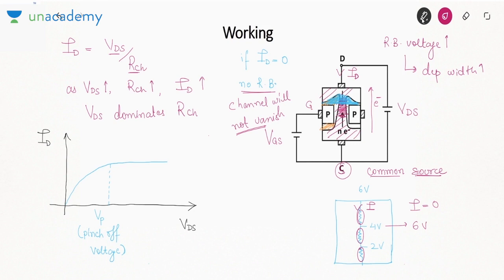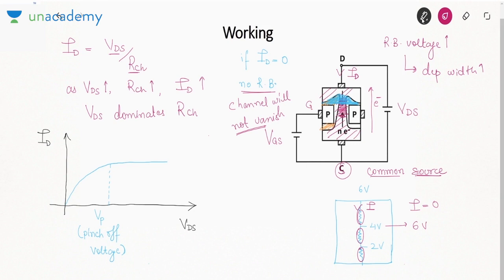Okay. What I mean to say is, at pinch off, I won't say the current is 0, otherwise the depletion layer will not be there and the channel will be present. So remember, at the point of pinch off, the current will become constant and it will not be 0.